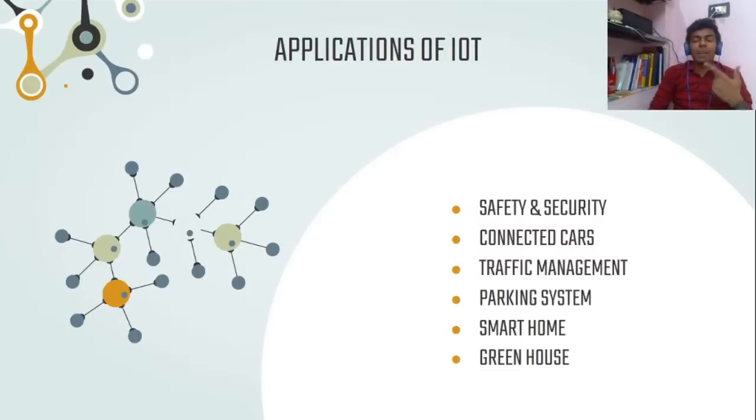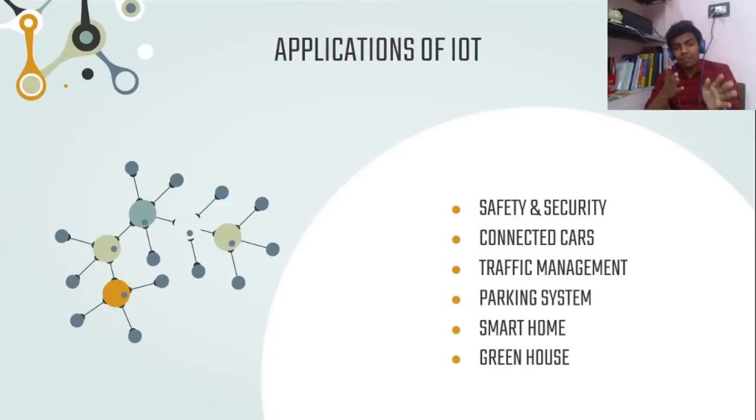And the second topic, which is very interesting, is connected cars. A connected car is like this: if one car is here and another car is here, and this car is going to cross the lane, before it does, it will give some kind of alert or notification to the nearby cars that I'm going to cross the lane, so please be careful.